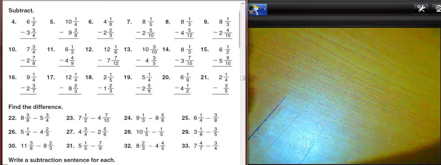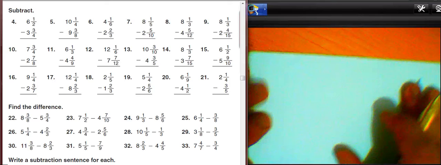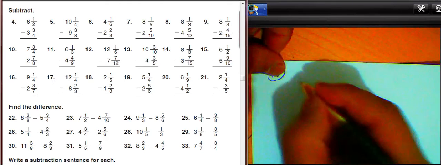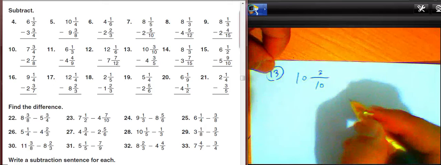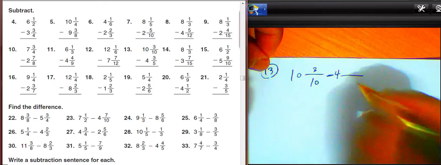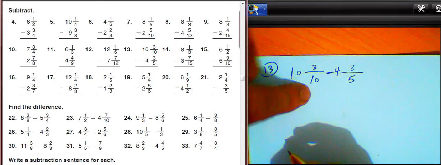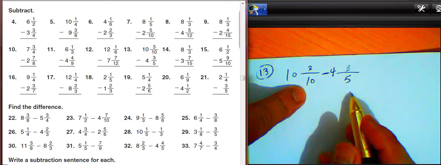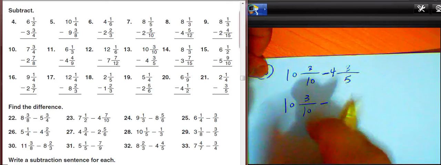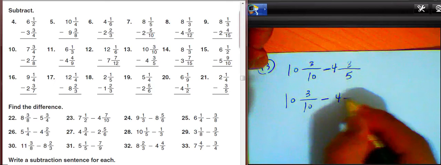Question 13. 10 and 3 over 10. Subtract 4 and 3 over 5. We know 10 can divide by 5. So in this example, we can write the first mixed number here, subtract the second, 4 and what?